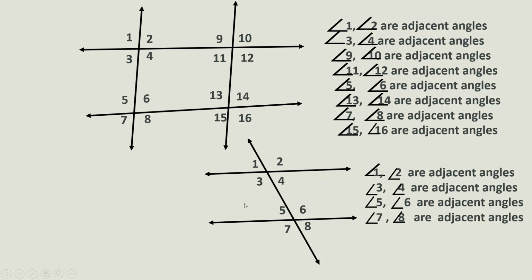Let's look at another diagram. Angle 1, 2 are adjacent angles, 3, 4 are adjacent angles, 5, 6 are adjacent angles, and 7, 8 are adjacent angles. Let's draw an example.